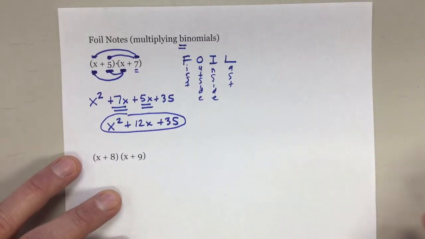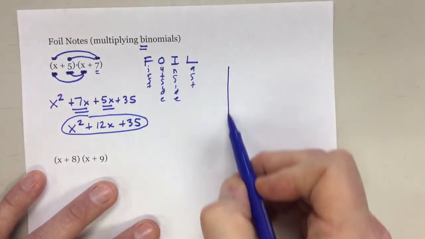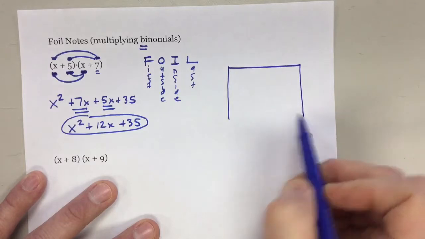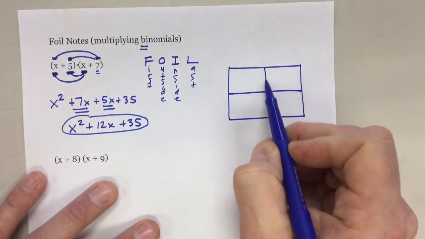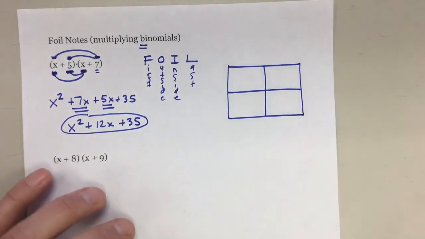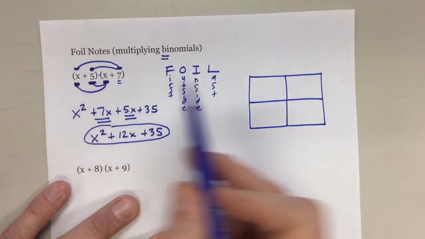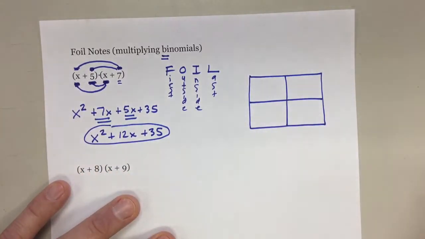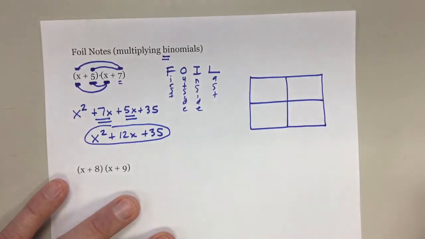That is using the FOIL technique. Another technique that you may use is called the box technique. This is actually a pretty popular technique to use. And if you understand both, you're even in better shape. For the box technique, what you do is you write the binomials on the sides of a rectangle that looks like this. So I make a box, or a big rectangle, and I divide it into 4 parts.